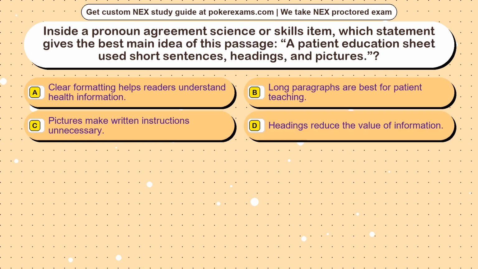Question 24. Inside a pronoun agreement science or skills item, which statement gives the best main idea of this passage? A patient education sheet used short sentences, headings, and pictures. Option A, clear formatting helps readers understand health information. Option B, long paragraphs are best for patient teaching. Option C, pictures make written instructions unnecessary. Option D, headings reduce the value of information.